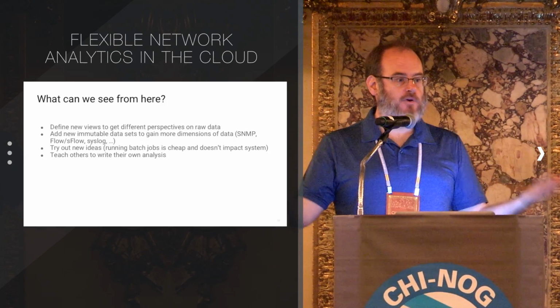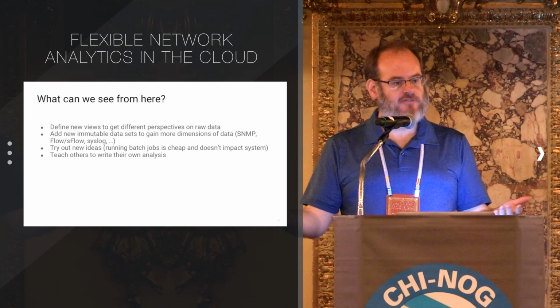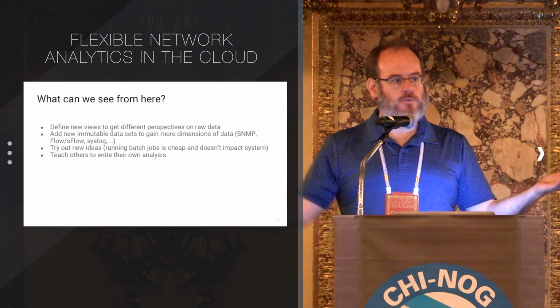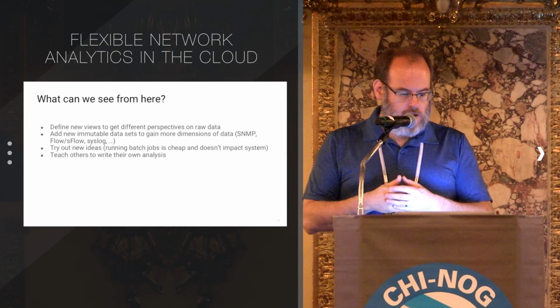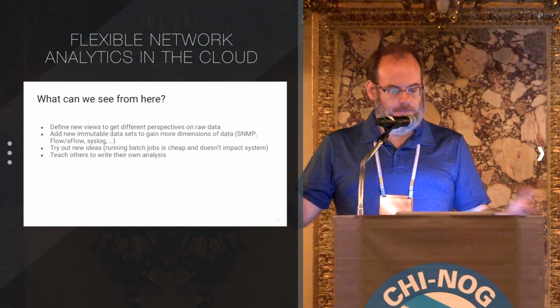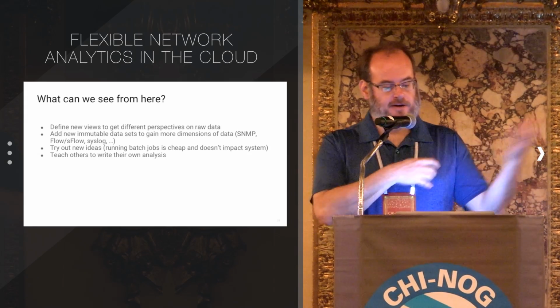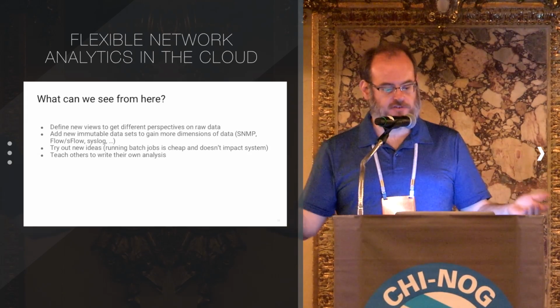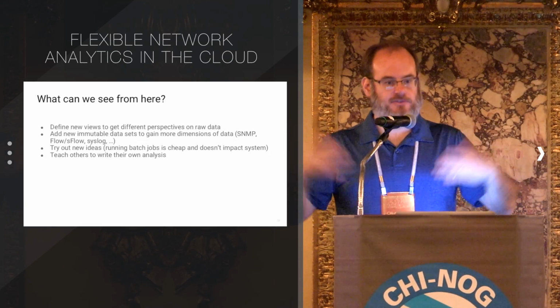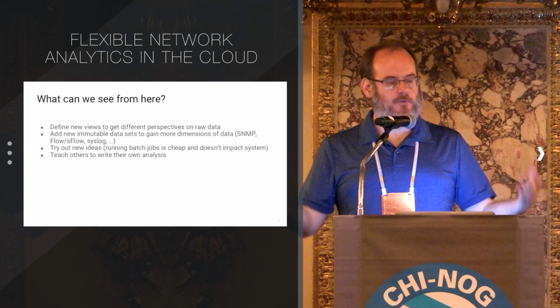Also, there's always more things coming online, new things you want to find out. Again, having the raw data allows you to go back and extract new insights out of old data. And then, as new types of telemetry become available, you can add a new immutable data set, right? I talked about SNMP a little bit, but you can imagine flow or syslog or things from your IDS system, any number of different inputs to the system as a whole. So you can add more dimensions of data.